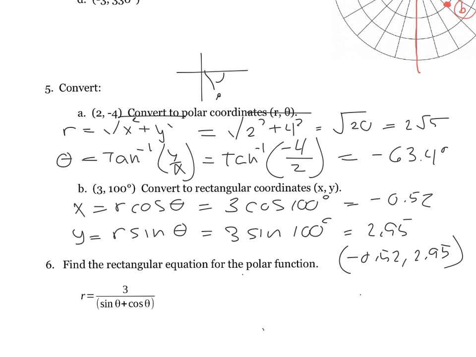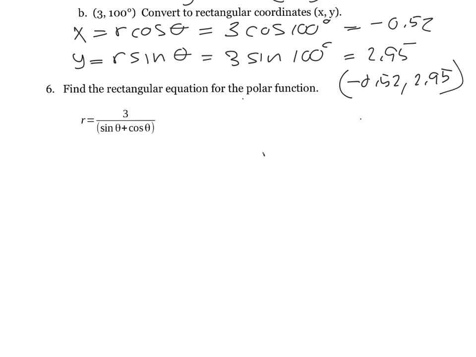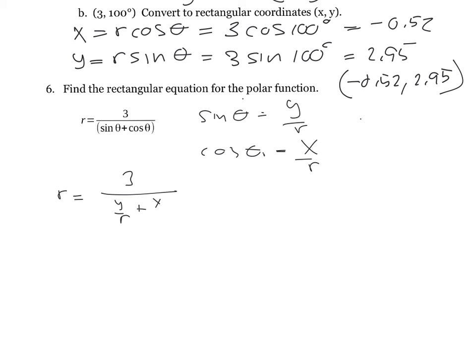Now, hey, we're going to fit this in. You look at the last question and say, this is going to take forever, right? Okay, so sine of theta is y over r. Cosine of theta is x over r. So I'll rewrite this. What I'm trying to do is get this into rectangular form, just x's and y's. I'm going to start by going to just y's and x's and r's and see what happens. So I'm going to rewrite this equation. r equals 3 over y over r plus x over r.